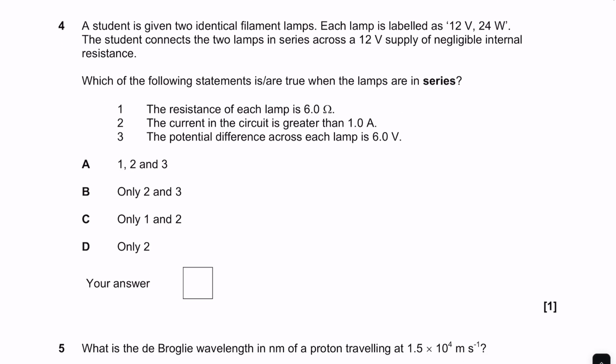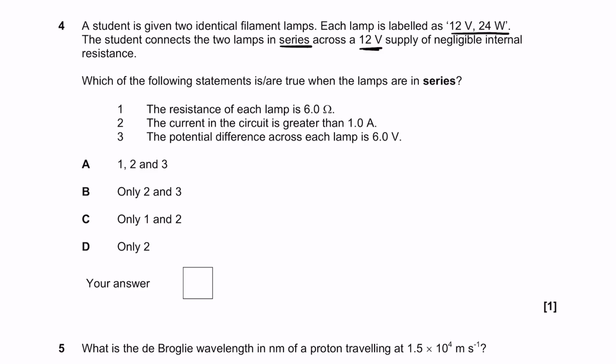Then question number 4. A student is given 2 identical filament lamps. Each lamp is labeled as 12 volts, 24 watts. The student connects the 2 lamps in series across a 12 volt supply of negligible internal resistance. Which of the following statements is or are correct when they're connected in series? So the first one says the resistance of each lamp is 6 ohms.